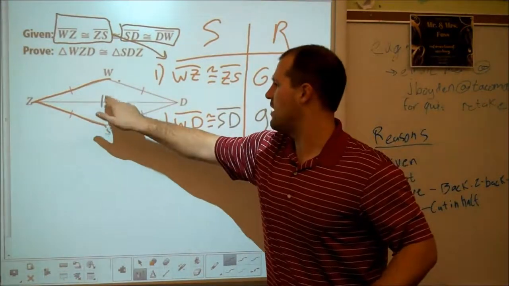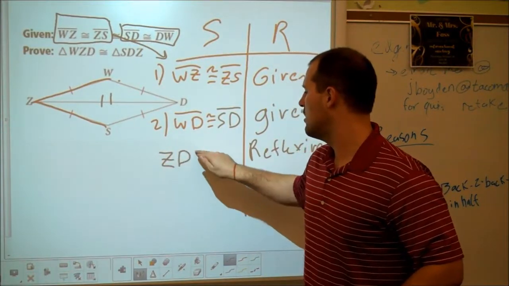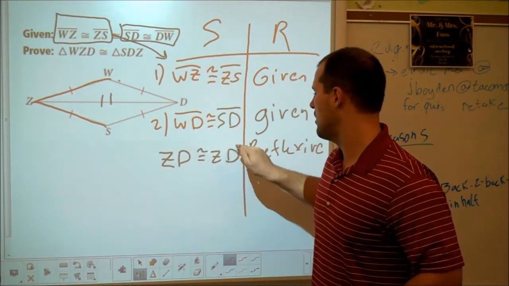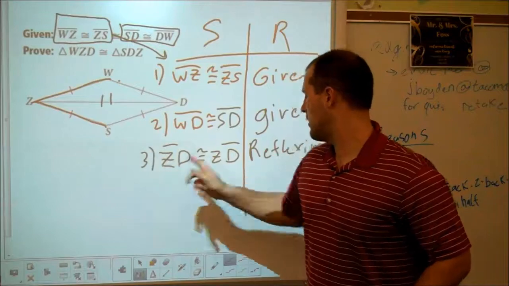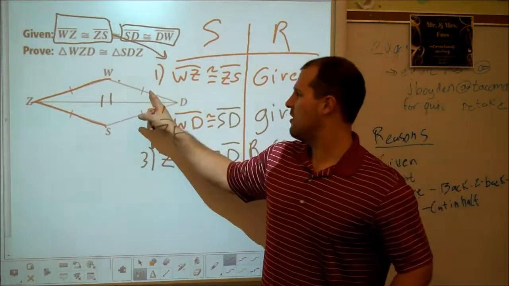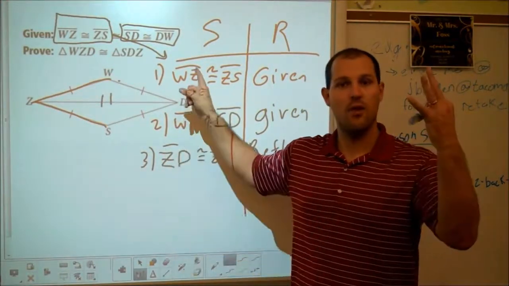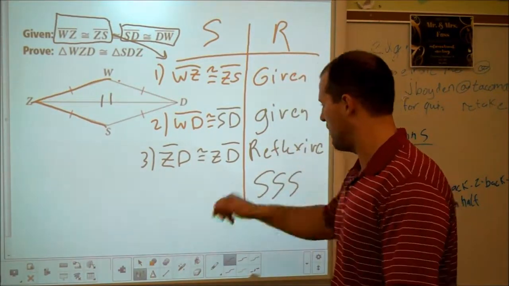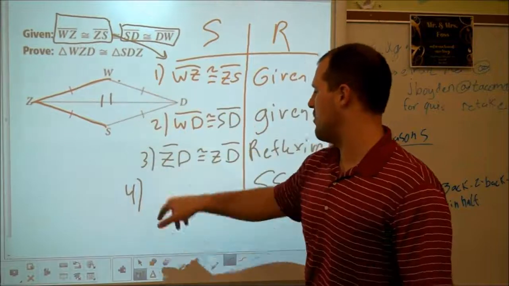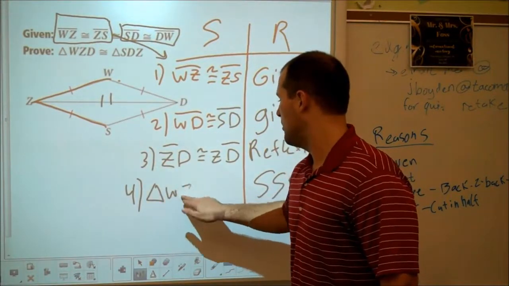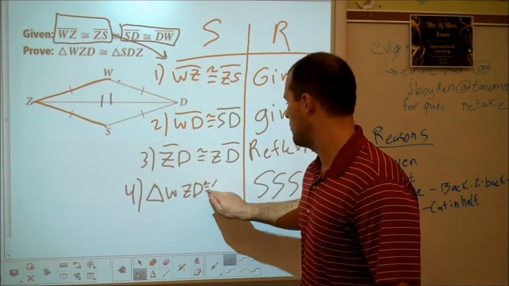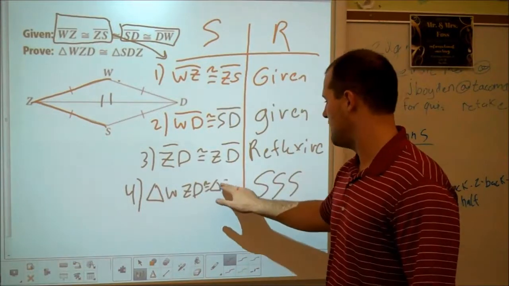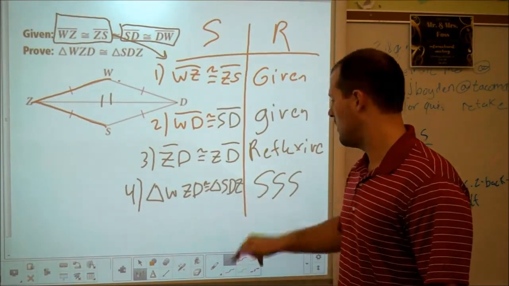And where is that at? It's right down the middle. So I'm going to say ZD congruent to ZD. The reason is reflexive. I have side, side, side. All three side congruent statements. And so this is a side, side, side proof. That's how it ends. And we're going to write down our proof statement. Triangle WZD congruent to triangle SDZ. And it's done.